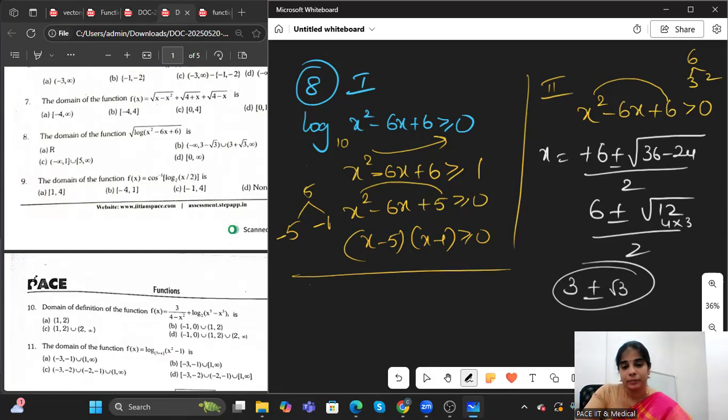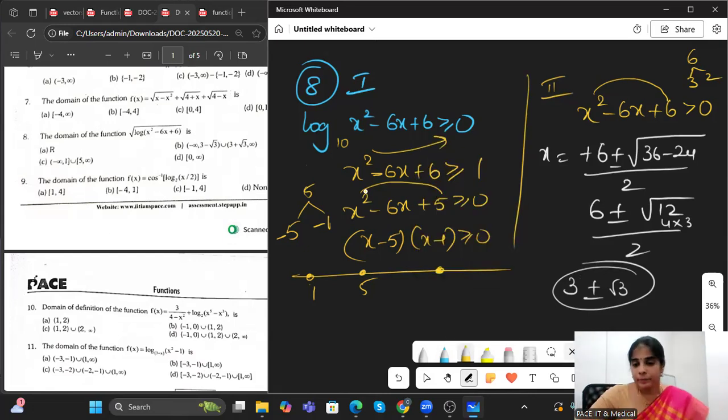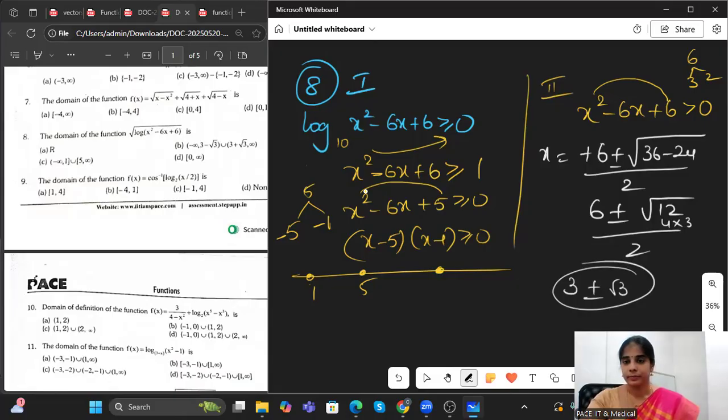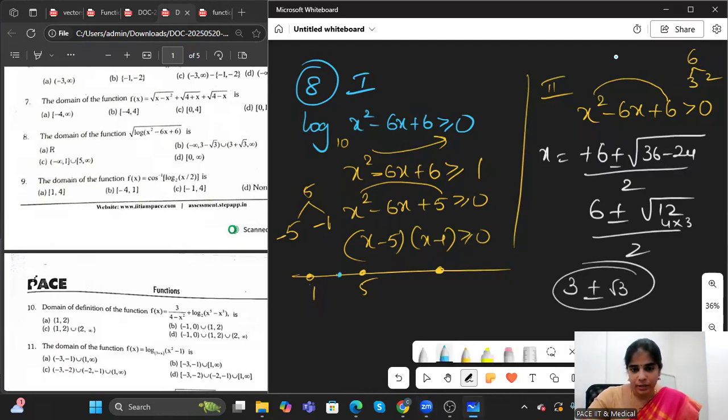So that is (x minus 5)(x minus 1) greater than or equal to 0. Now what will be the condition there? This will be 5, this will be 1. Now let us talk about 3 plus root 3. Root 3 is 1.732, so 3 plus 1.7 will be 4.7 somewhere here. This part I will take to be 3 plus root 3. Now 3 minus root 3, that is 3 minus 1.7, will turn out to be 1.3 somewhere here. This will be my 3 minus root 3.